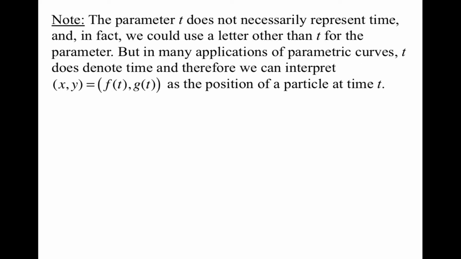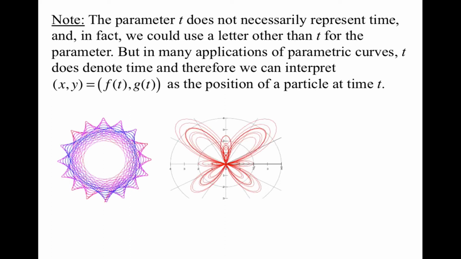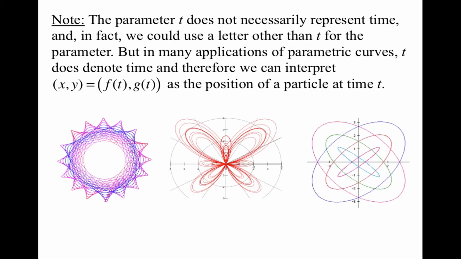A little side note: the parameter t does not necessarily always represent time, and in fact we could use a letter other than t for the parameter. But in many applications of parametric curves, t does denote time, and therefore we can interpret x comma y equals f of t comma g of t as the position of a particle at time t. And here are some really pretty parametric curves after you graph the points f of t comma g of t.